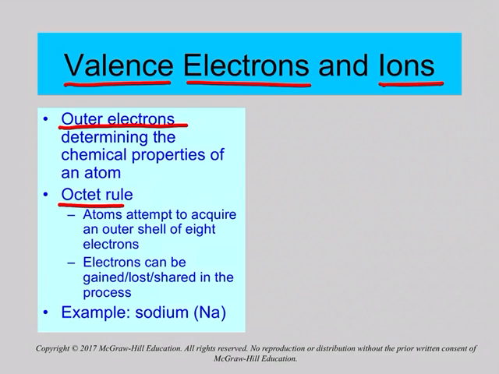And basically what's happening is that they're trying to obtain this octet rule, meaning that they're trying to attempt or to acquire an outer shell of 8 electrons. And electrons can either be gained or lost. And when that happens, you end up with an ion. Okay, so when you gain or lose electrons, you end up with ions.